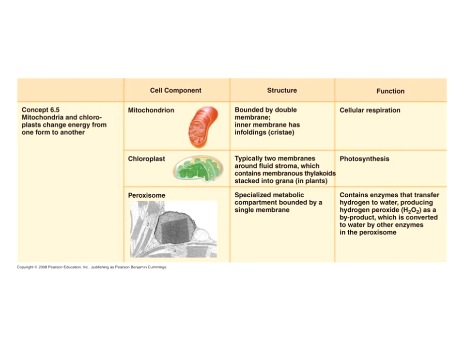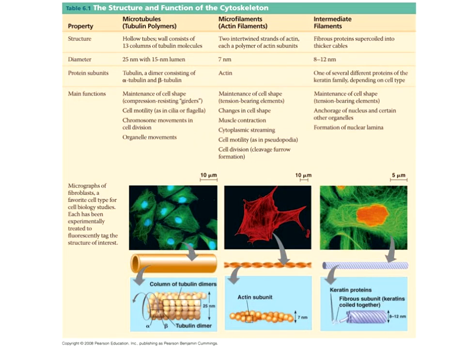Chloroplasts are only in the plant cells. Those are responsible for photosynthesis. They actually have, again, two membranes and then the little stacks of grana, the thylakoid stacks in the grana inside. And that's going to be where the different parts of photosynthesis take place. And then peroxisomes are kind of like lysosomes, except that they deal primarily with hydrogen peroxide. So it's just a stack that has a job in helping to break down and convert hydrogen peroxide into water.